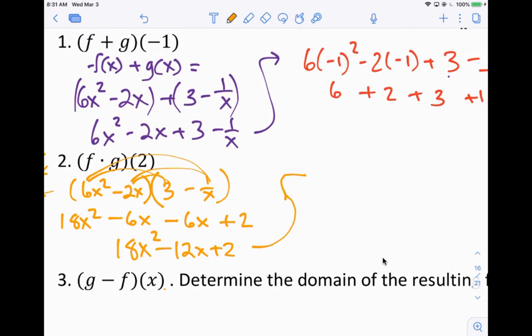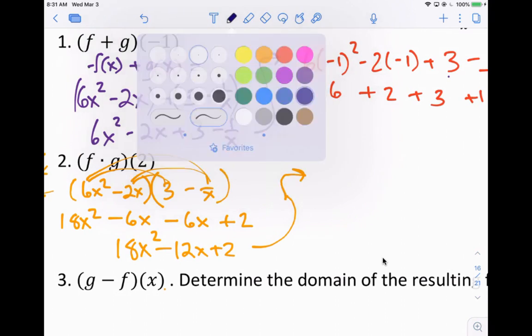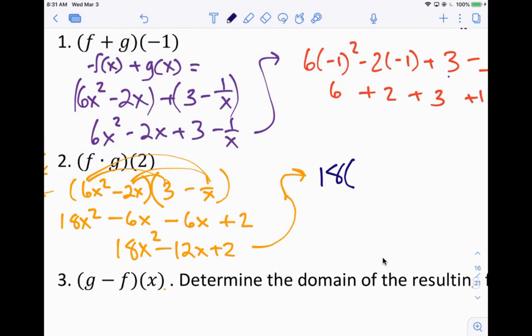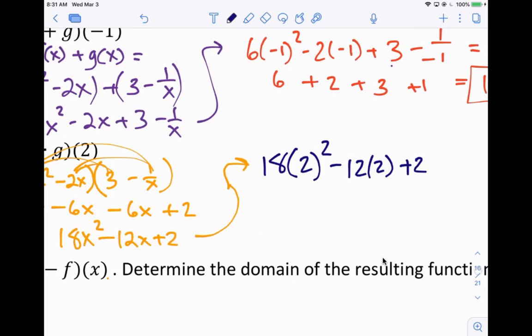All right, we're going to take that now. We're going to plug in a 2. 18 times 2 squared minus 12 times 2 plus 2. 2 squared is 4. 18 times 4, I could do this. 72 minus 24 plus 2 is 50. Much bigger number this time.